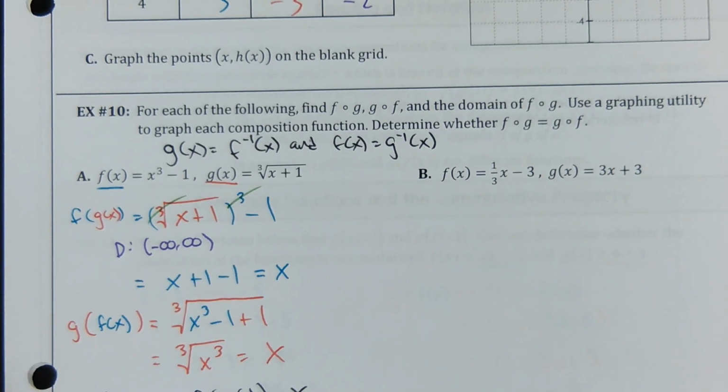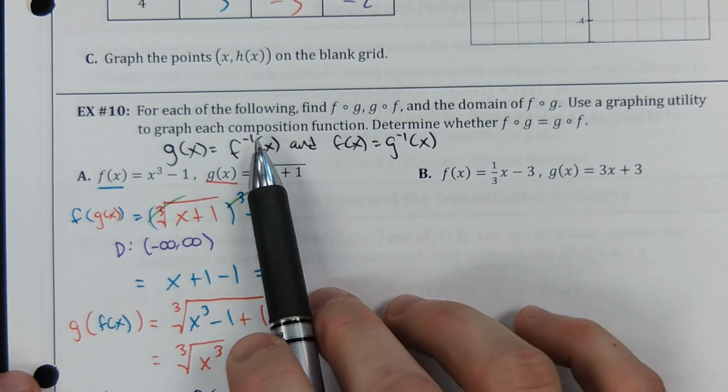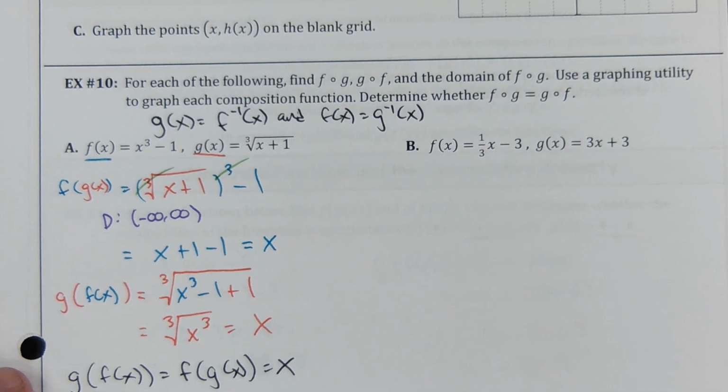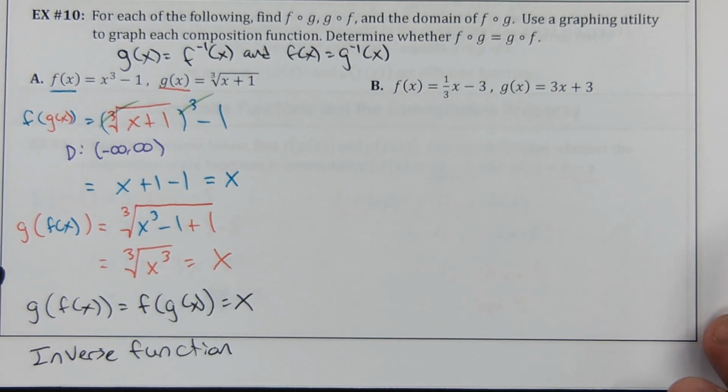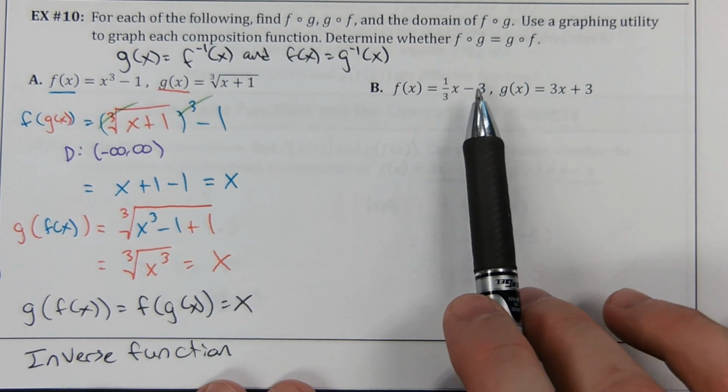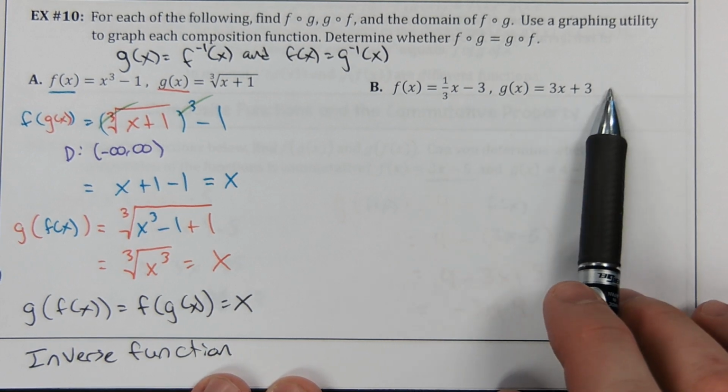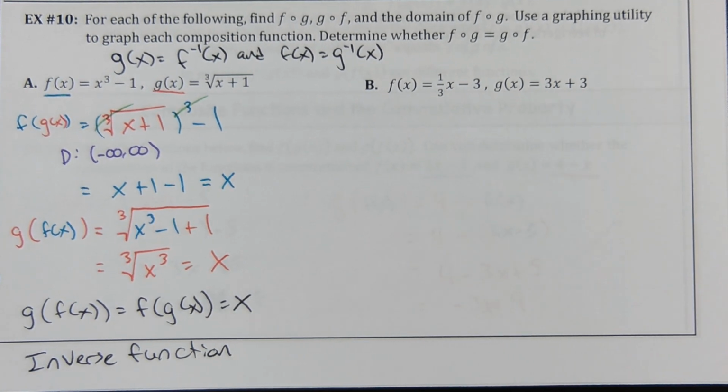At least for part A. That little symbol that looks like an exponent, that's the inverse symbol. These with the 1/3 and the -3 and the ×3 and the +3 also kind of look like inverses, don't they? Let's find out if they are.